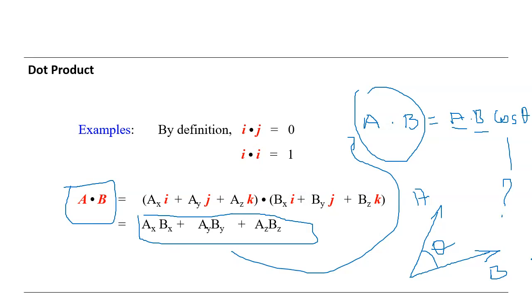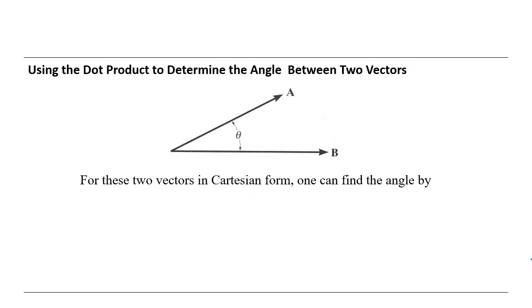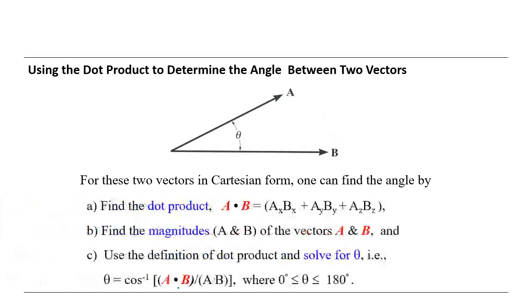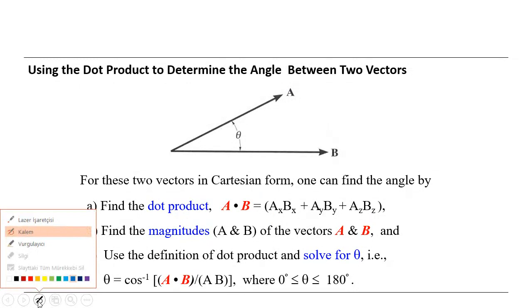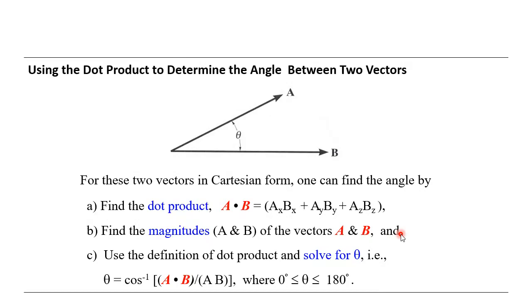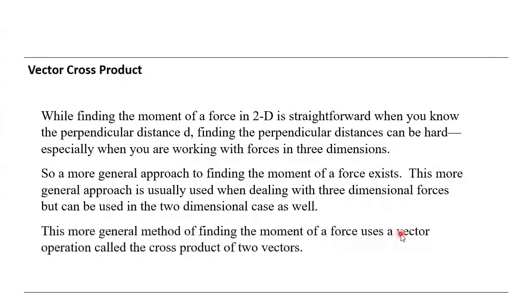Okay, so using the dot product to determine the angle between two vectors, we already discussed here. So we can determine the angle between two vectors, as I mentioned here, between 0 and 180. Okay. Another important vector calculation is the vector cross product.